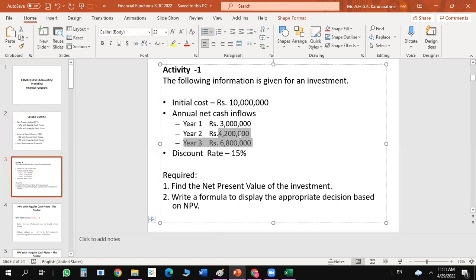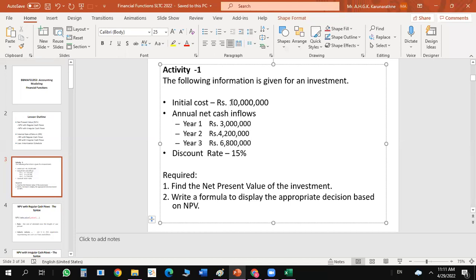In the context of project evaluation, capital budgeting or NPV calculation, it is generally assumed all the cash flows occur at the end of each year unless there's any contradictory information. That means this 3 million occurs at the end of year 2, this 4.2 million at the end of year 2, and 6.8 million at the end of year 3. This 10 million is the initial investment that is expected to be invested right now.